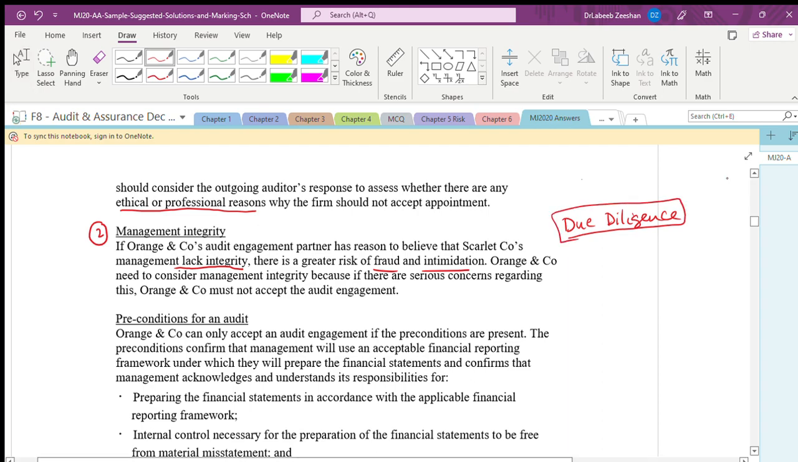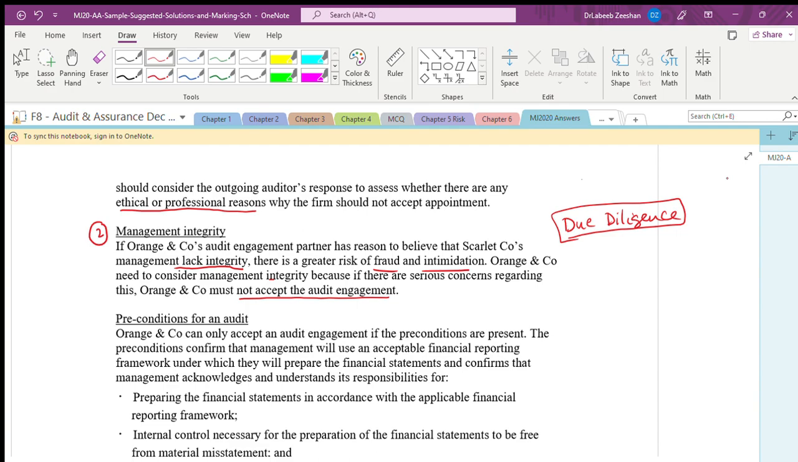There is a greater risk of fraud and intimidation. Orange company needs to consider management integrity, because if there are any serious concerns, then Orange company must not accept the audit engagement. You can decline the offer. Understand my point? See the thing. The auditor can decline the offer, but the auditor should not resign. Is it right? This is the most important point we have to mention.